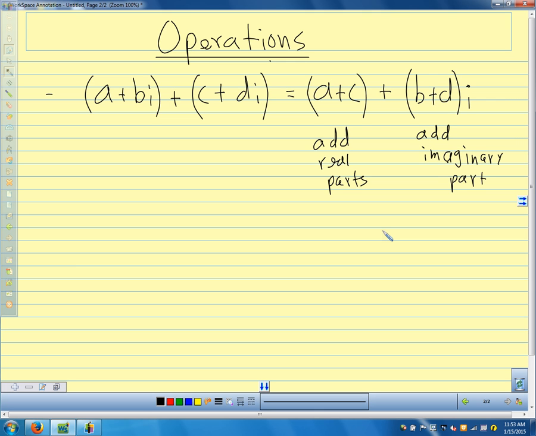All right, so let's do a couple of easy examples. 6 minus 3i plus 1 plus 2i. So what is that going to give us? 7 minus i. 6 plus 1 is 7. Negative 3 plus 2 is negative 1. And we write it in standard form.